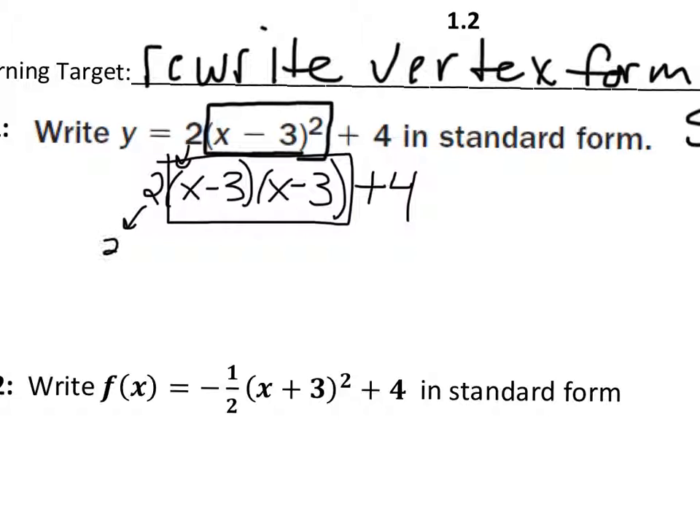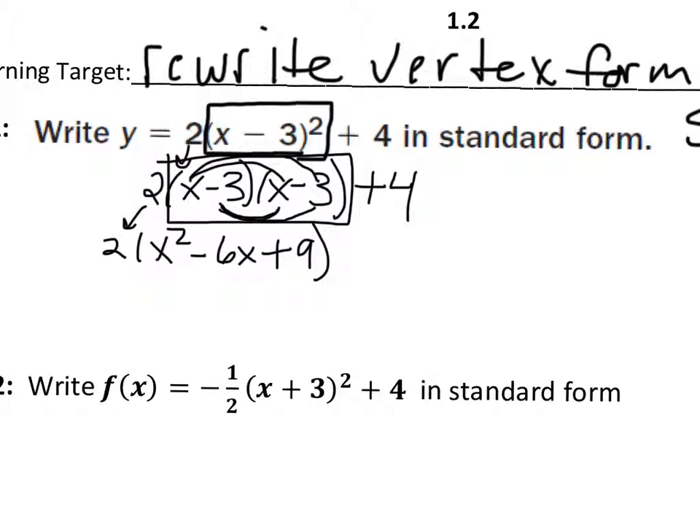So let me copy down that 2. If I do x times x, that's x squared. Now, since you guys are hopefully a little bit more comfortable with foiling, what I'm going to do is x times negative 3 and then negative 3 times x in my head, and I know I'm going to add those together. So negative 3x and another negative 3x, if I add those like terms, is negative 6x. And then I have negative 3 times negative 3, which is positive 9.